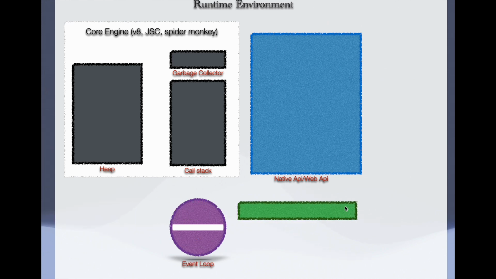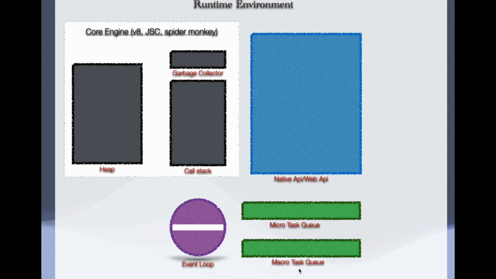Then there are other parts in the runtime environment. These are the event loop, the micro task queue, and the macro task queue, and there is background processing in the browser. So whenever we have asynchronous operations, web APIs offload them and do the processing in the background. Then these web APIs return the callbacks associated with setTimeout, network requests, promises, and all of this.